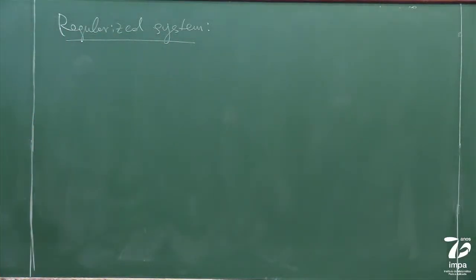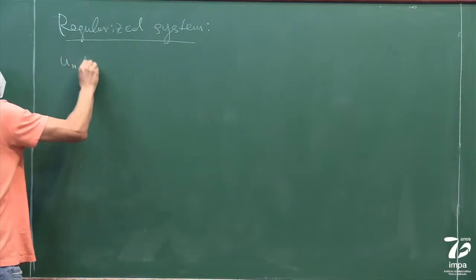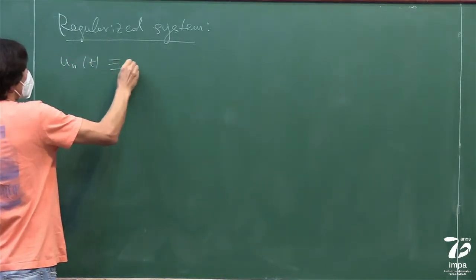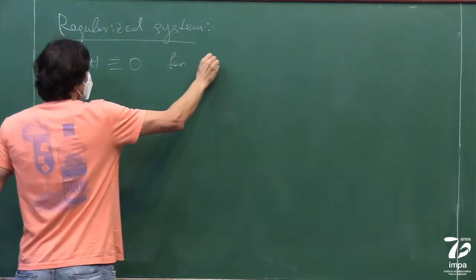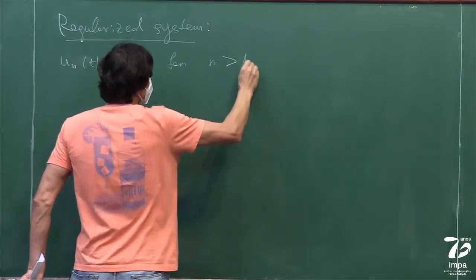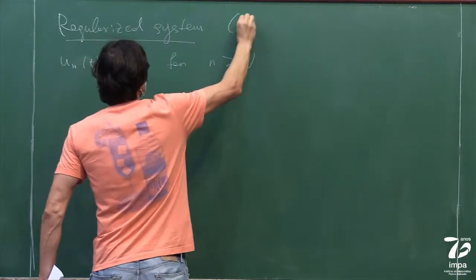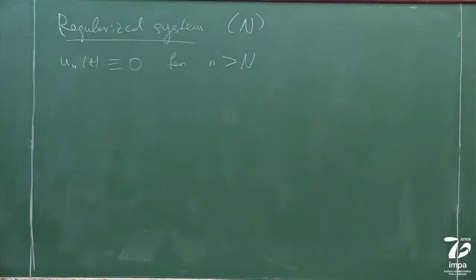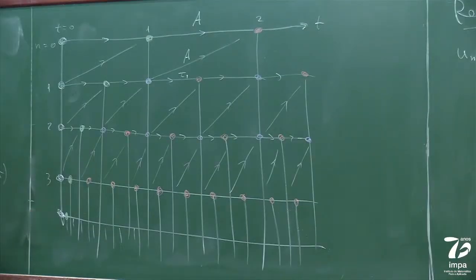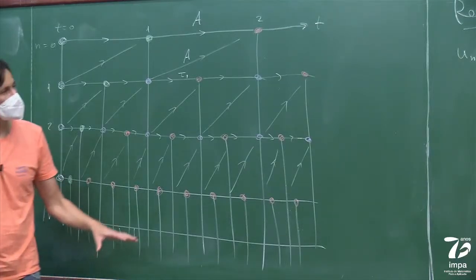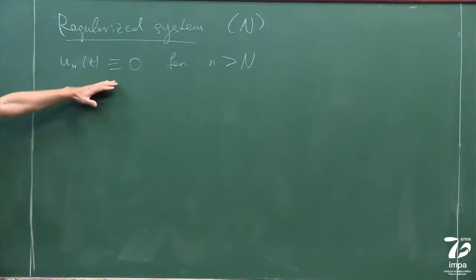So a regularized system was introduced by telling that all u_n(t) are identically 0 for n bigger than certain capital N. So we can call it the capital N regularization. So capital N gives you the scale at which you regularize. So it's like viscosity. It's like a Kolmogorov scale in turbulence. So we say that capital N is our Kolmogorov scale. So everything at smaller scale is suppressed by viscosity. In our case, the suppression is extreme. So we just put 0.